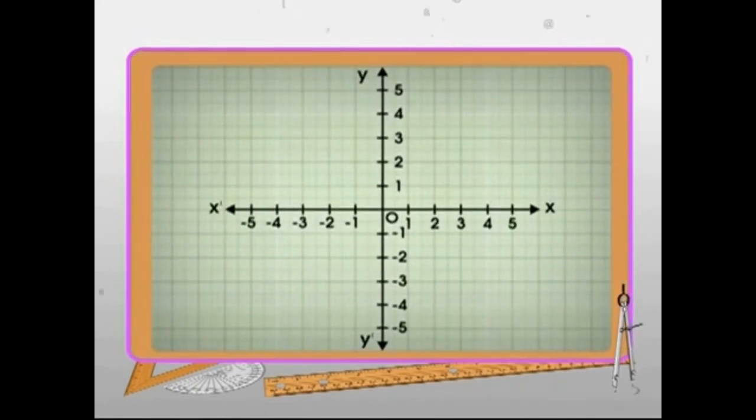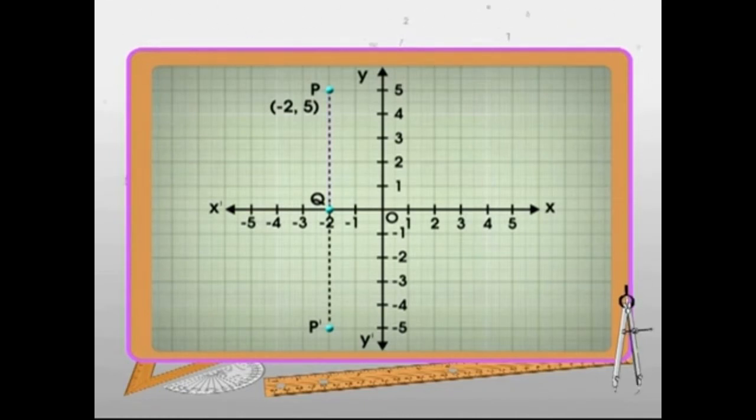Let's start with locating the point P. We now draw the line PQ perpendicular to OX dash and produce it beyond Q to P dash so that PQ is equal to P dash Q. As we already know, P dash is the reflection of P, hence the coordinates of the reflection are -2 and -5. For a point whose line of reflection is the x-axis, the x-coordinate remains unchanged, but the sign of the y-coordinate is reversed.